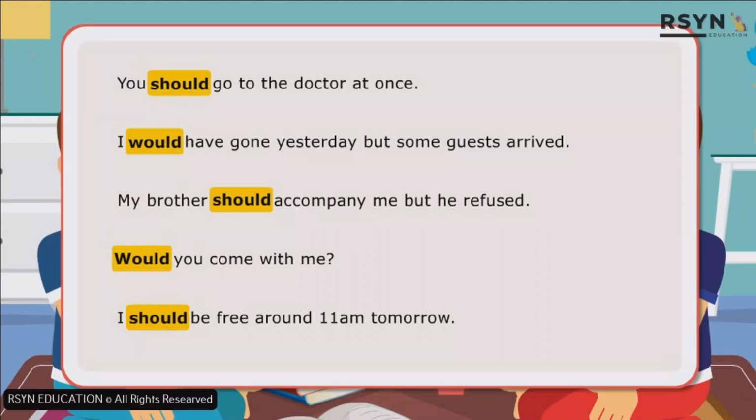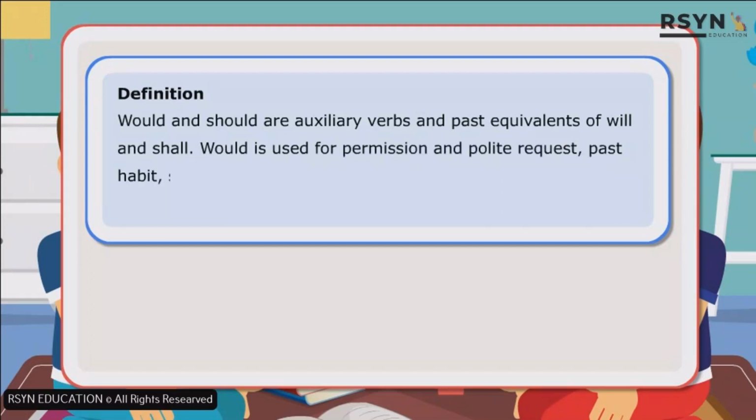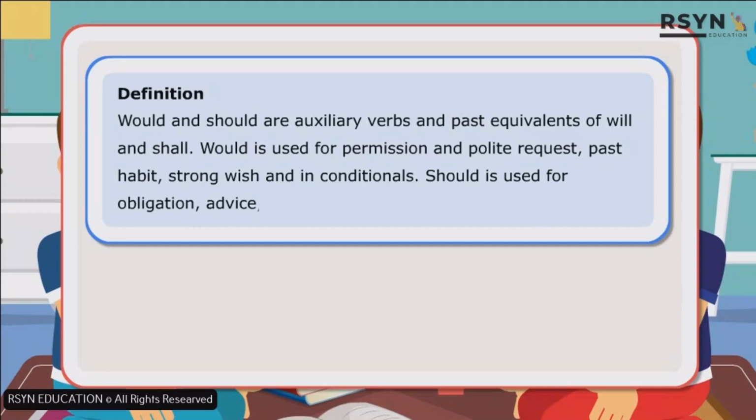Definition: would and should are auxiliary verbs and past equivalents of will and shall. Would is used for permission and polite request, past habit, strong wish, and in conditionals. Should is used for obligation, advice, suggestion, expectation, and probability.